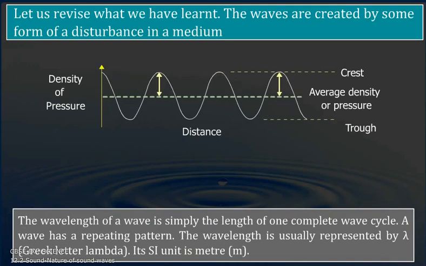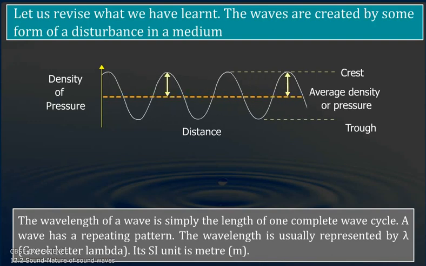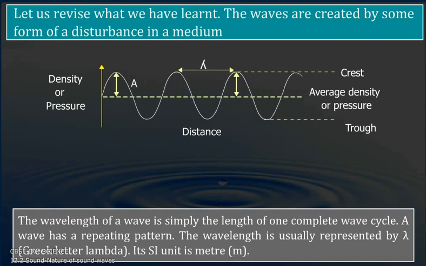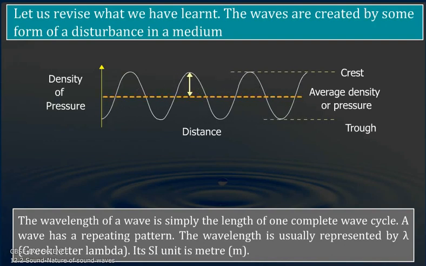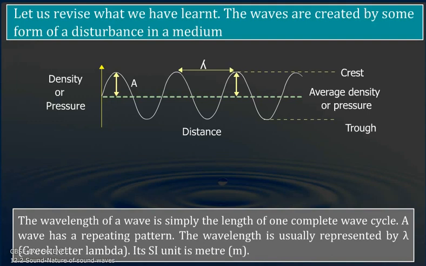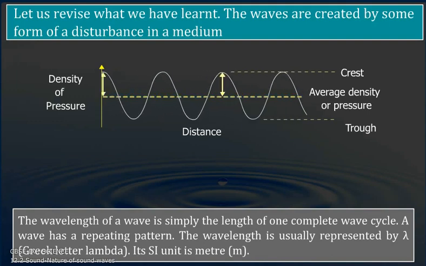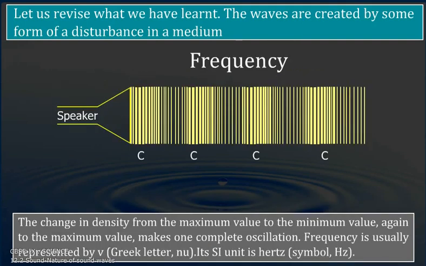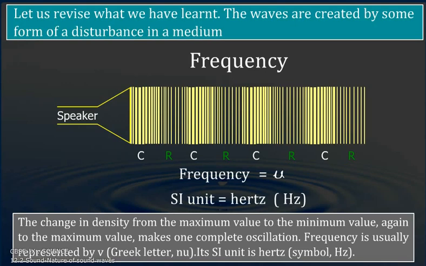The wavelength of a wave is simply the length of one complete wave cycle. A wave has a repeating pattern. The wavelength is usually represented by Greek letter lambda. Its SI unit is meter. The change in density from the maximum value to the minimum value, again to the maximum value, makes one complete oscillation. Frequency is usually represented by the Greek letter mu. Its SI unit is hertz.